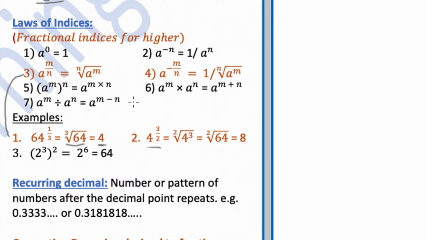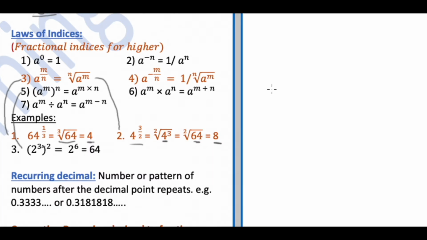The second question is again related to the third law, so you will apply the third law again, so 2 goes here, 3 goes here, so inside 4 cubed will give you 64, and when you take the square root of 64, it will give you 8. And the third example is related to the fifth law, 2 cubed and again power 2, so you will multiply the two powers, so 3 times 2 will give you 6 and 2 power 6 will give you 64.